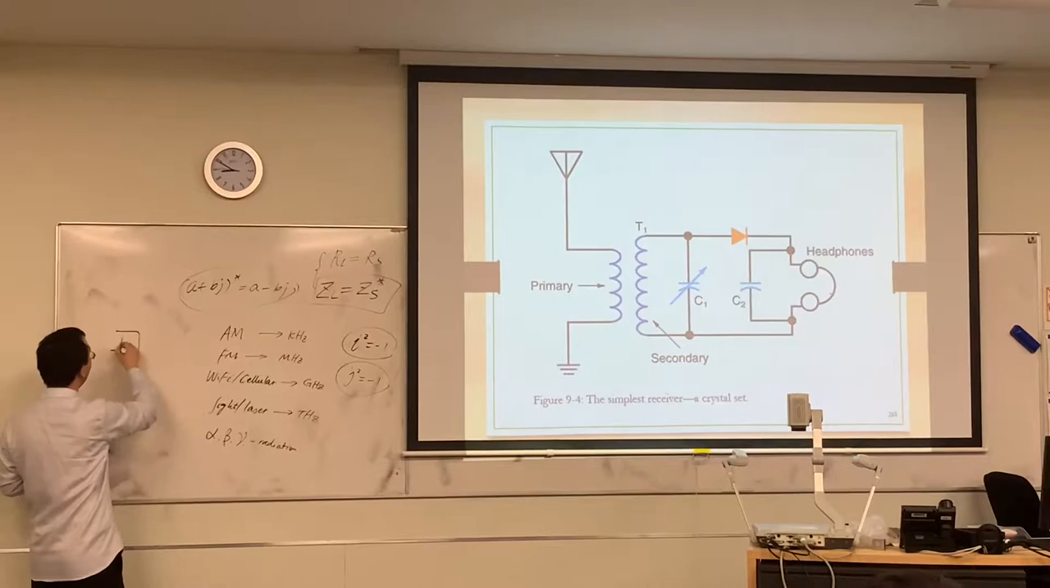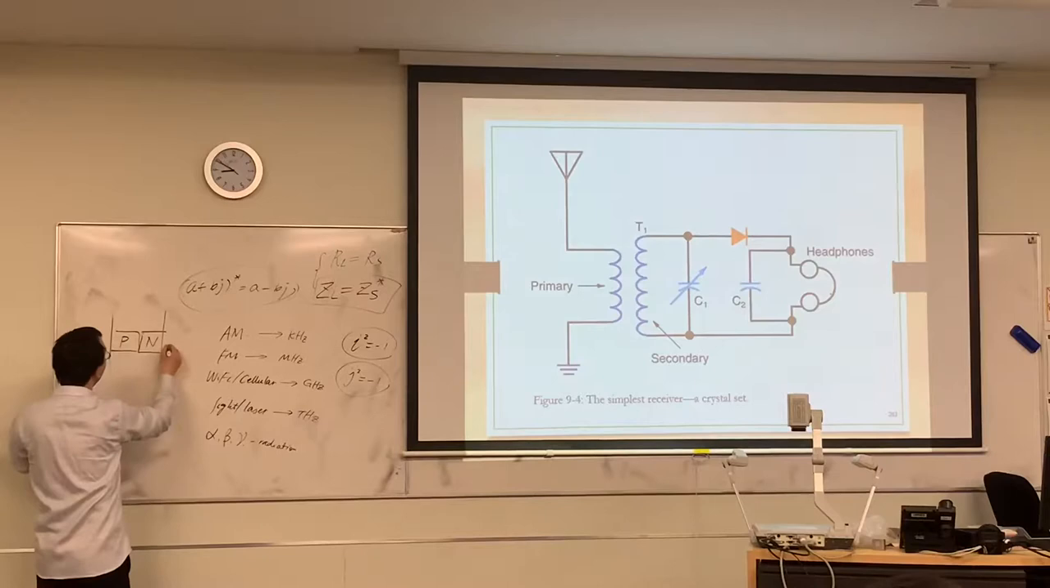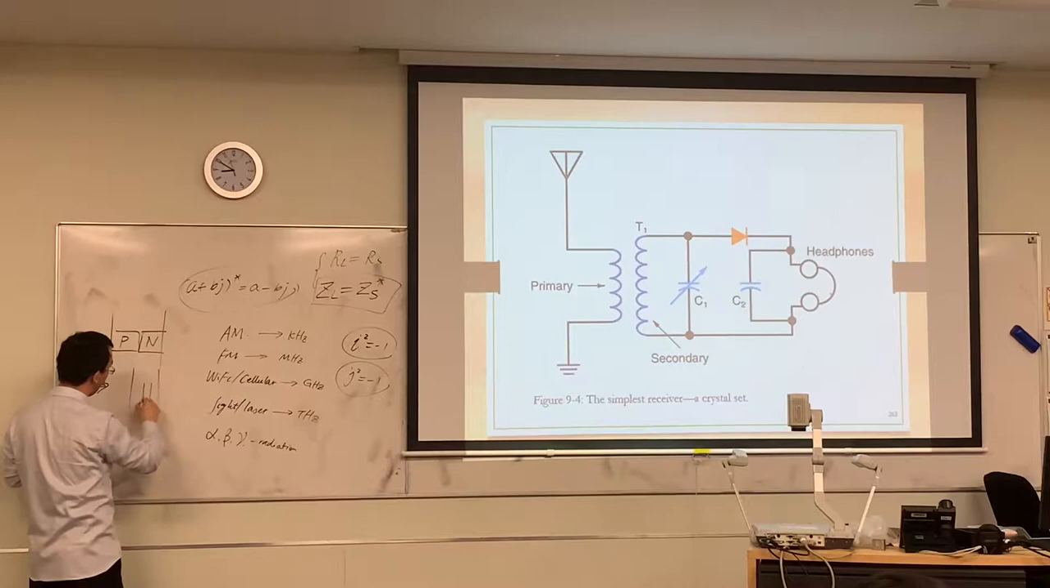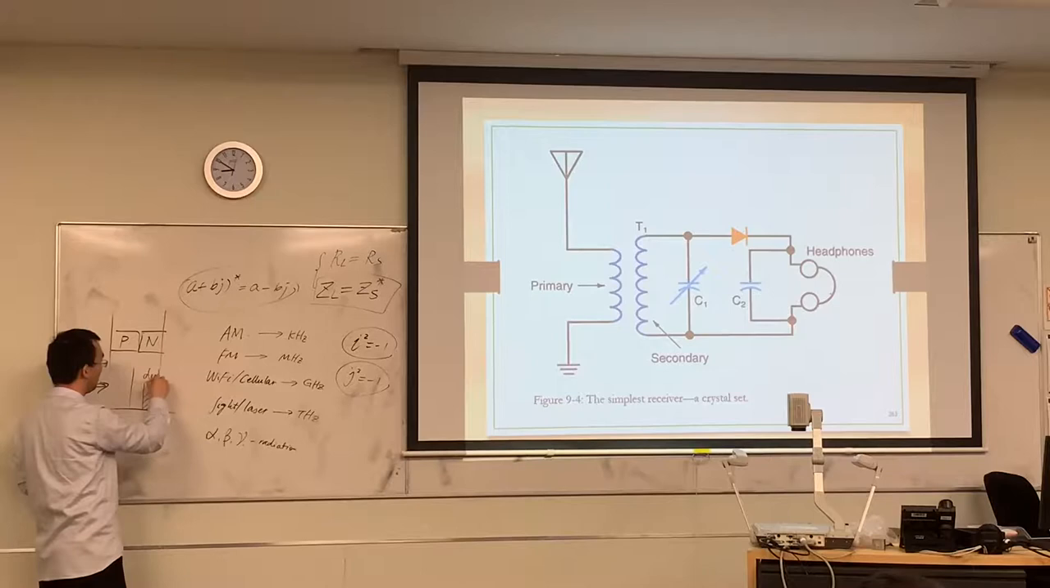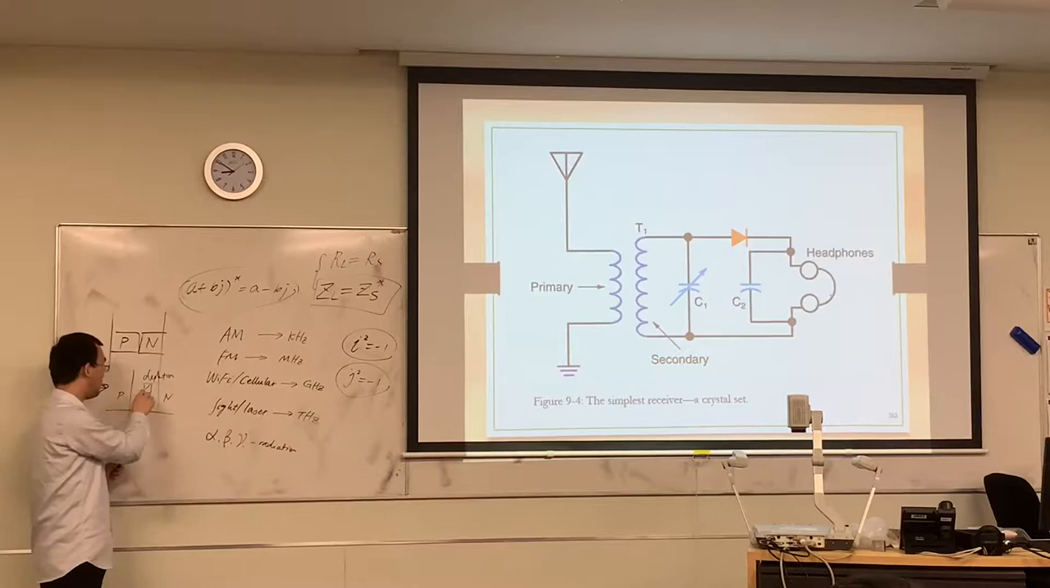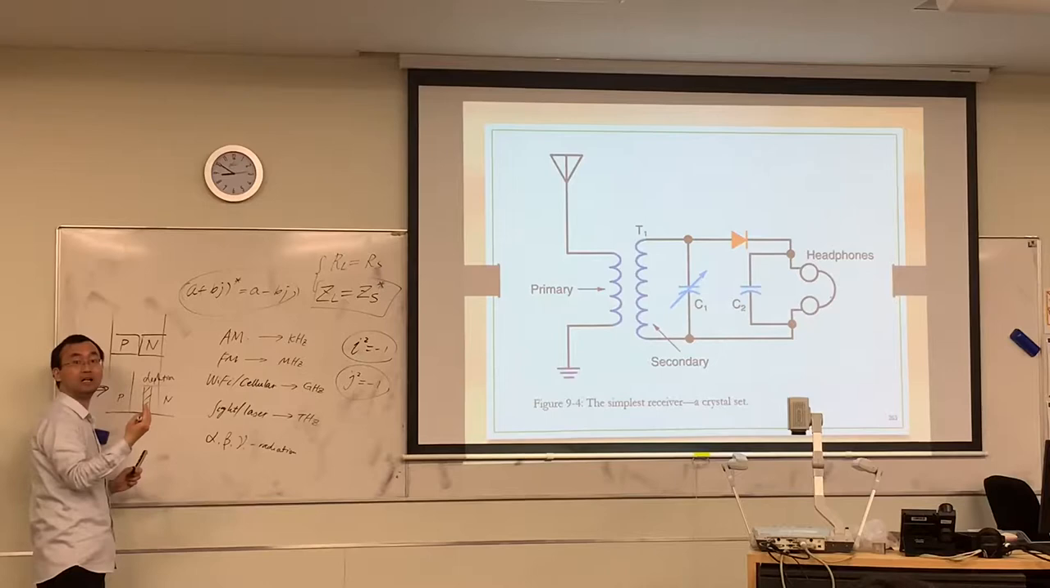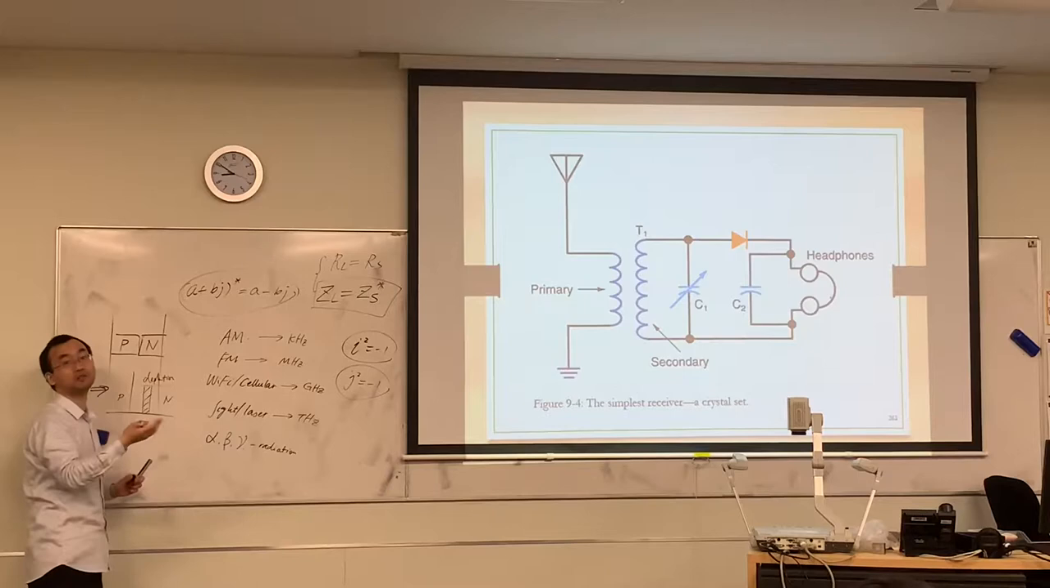Remember, you got a P type, you got N type, you put them together. Then in between, you have what they call the depletion region, right? So this region, they call it depletion region. This depletion region forms like a wall, like a barrier. Only if the voltage can overcome the barrier, then you can flow through. Otherwise, you can't go through, right? So this one is called one PN junction, right?